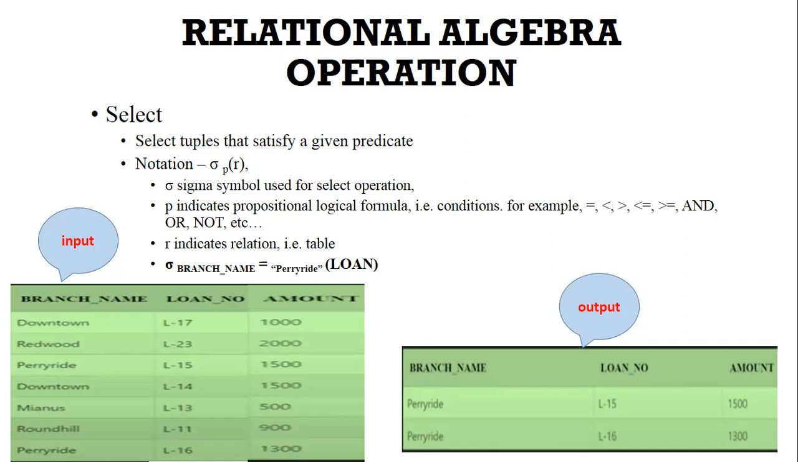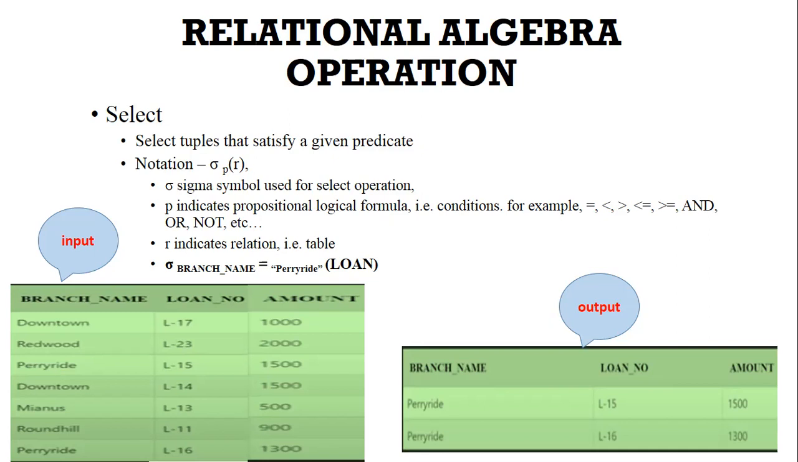You can see here sigma, and the P will be mentioned in the subscript and R will be mentioned within the bracket. The sigma symbol is used for select operation and P indicates a propositional logical formula. That includes conditions such as equal to, less than, greater than or equal to, less than or equal to, and, or, not, etc. R indicates the relation, that is, a table.